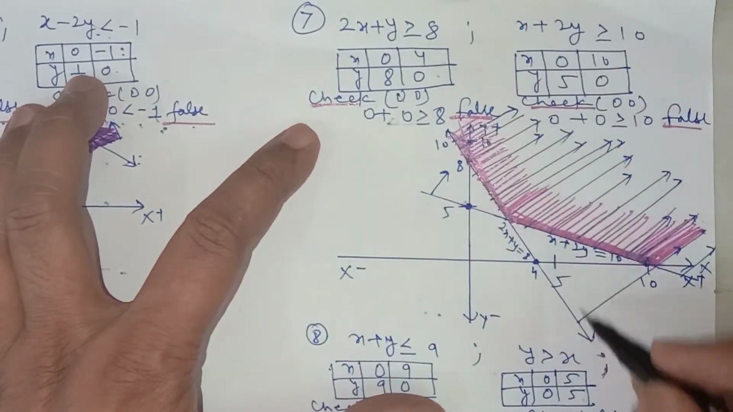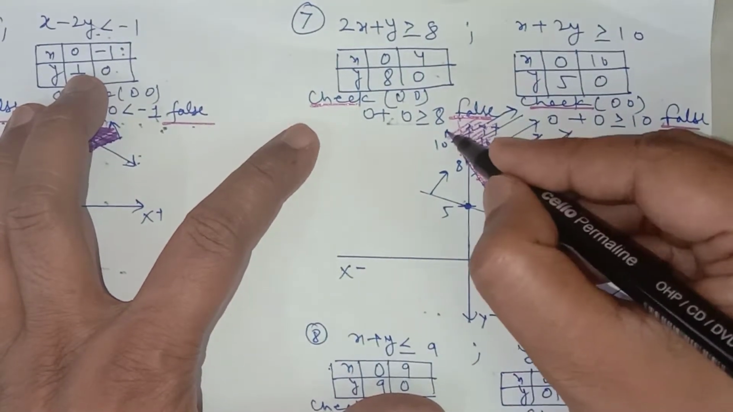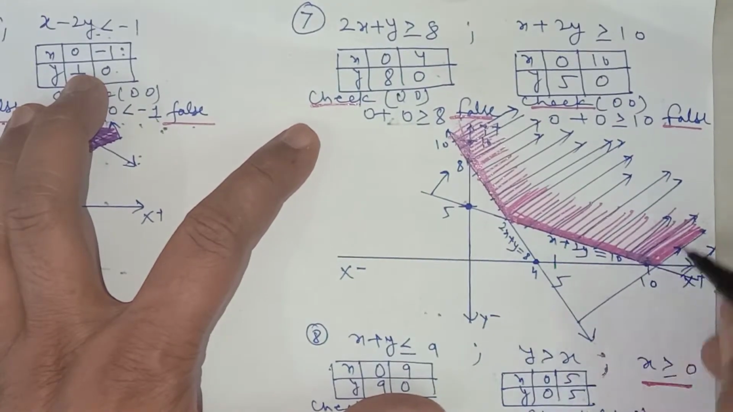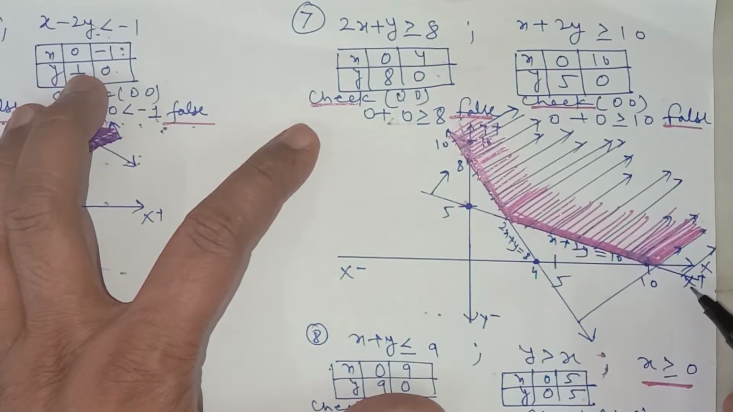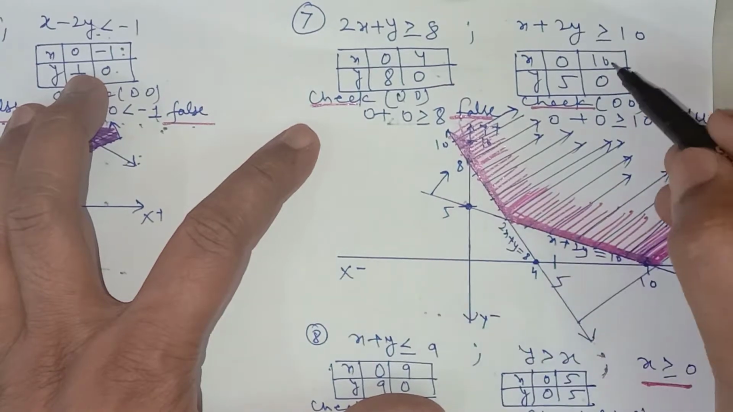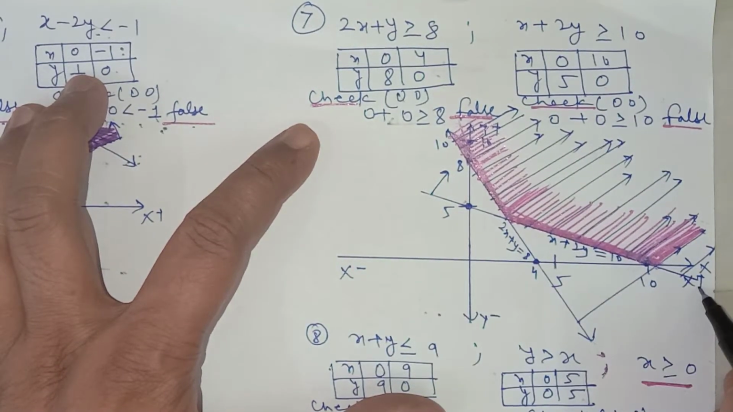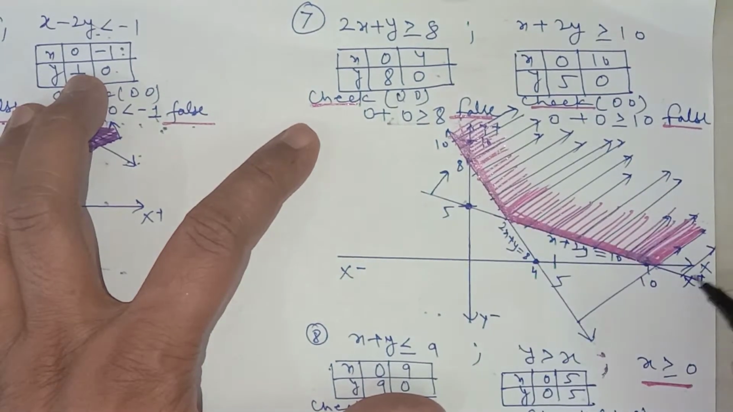Draw the dark line because we have the equal sign here, and because (0, 0) is not the solution of this, it will be away from the origin. See it very carefully. It will be away from the origin. See the arrow of this line. Now for this, x 0, y 5 is this point, and x 10, y 0 is this point. Draw the dark line here also, and because (0, 0) is not the solution of this, the direction of this will be away from the origin.